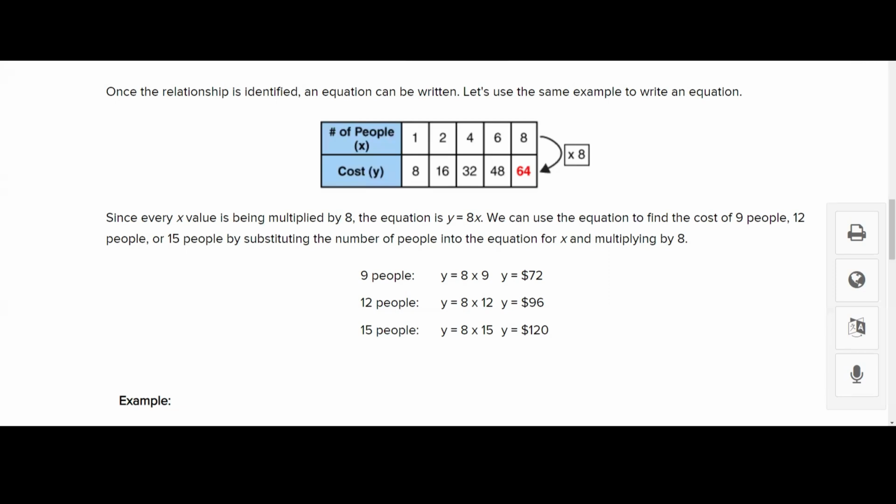For 15 people, that'll be what? 8 times 15, right? Yeah, that is what I'm trying to. So I just want you to concentrate on that, okay?